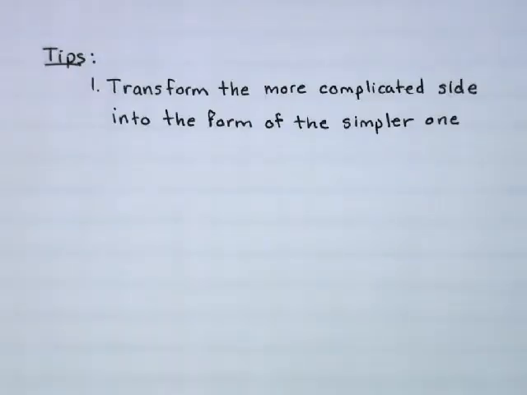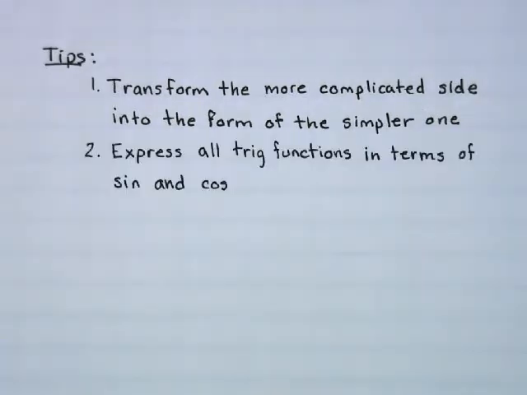So these can be very simple or they can get very complicated. So what I'm going to go through are some tips and some strategies that you can use in order to solve these problems. First is you're going to pick a side, and the side that you should pick is the more complicated side. So transform the more complicated side into the form of the simpler one.